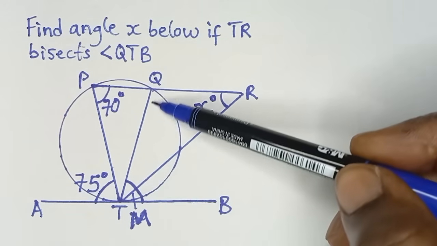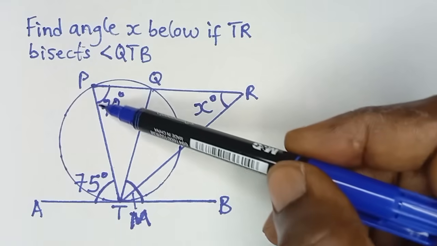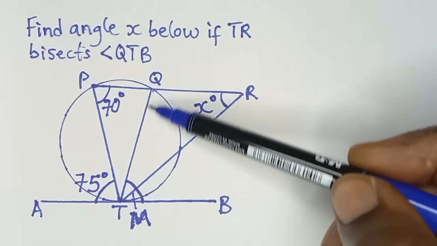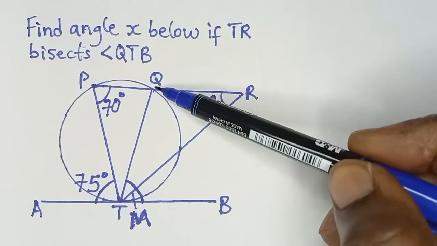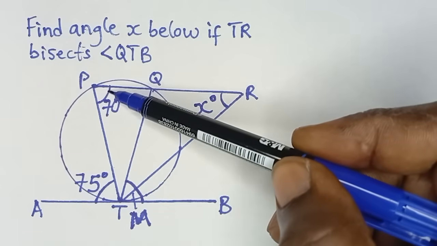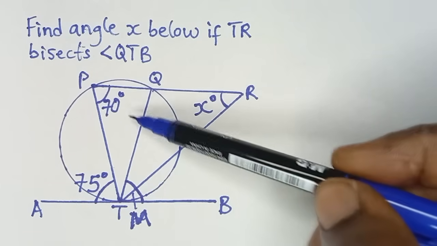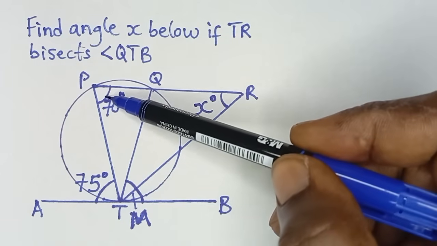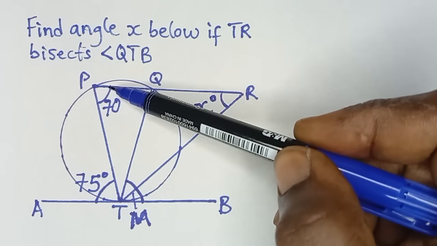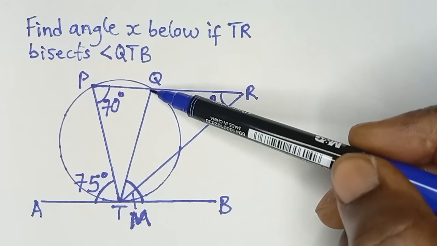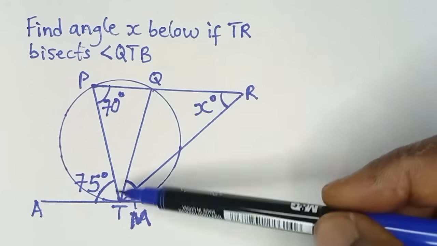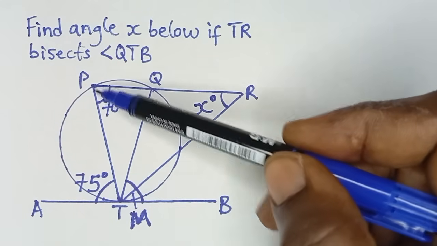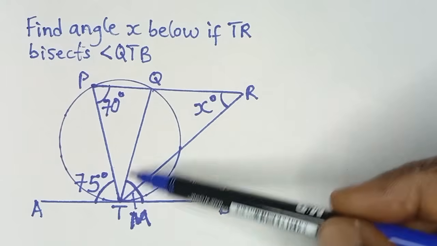So this is the triangle that it forms, triangle TQP. Hope you are seeing the triangle. Now this chord TQ has this opposite angle in the triangle. That is the angle that is facing that chord TQ, and that angle is this 70 degree. So this chord TQ makes this 70 degree in this triangle.